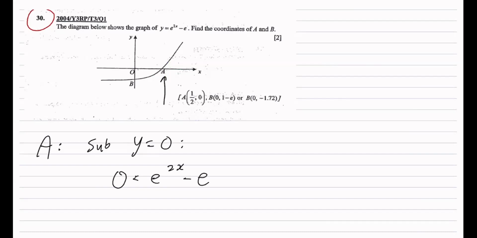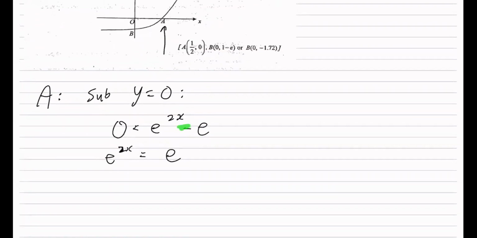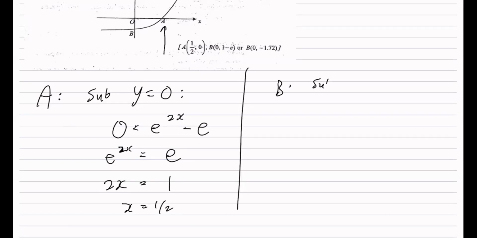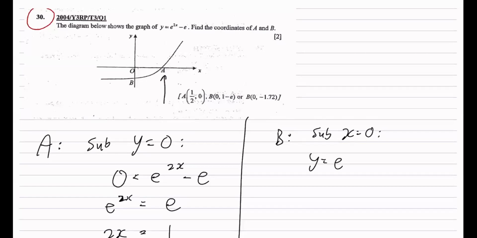Solve for x. Bring over first, then you ln. Because here is a subtraction, if you take ln, you can't really do anything. So ln, then you get 2x equals 1, so x equals a half. Yeah. Good. How about B? Sub x equals 0. Okay, good. Then we get y equals to e power 0 minus e. Anything power 0 is 1, so 1 minus e. Answer.